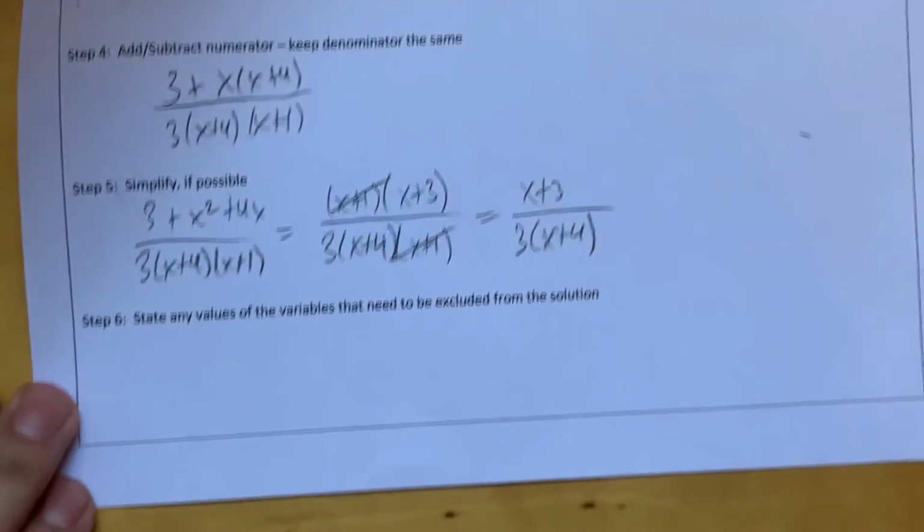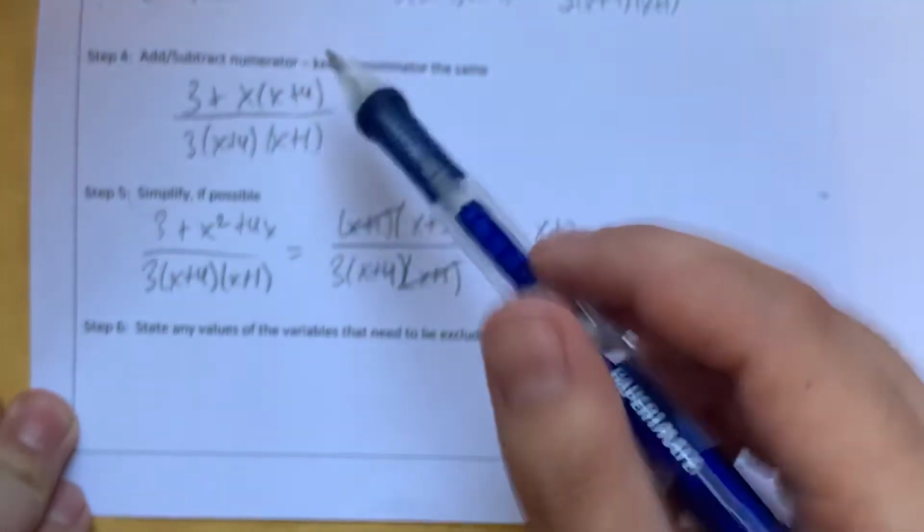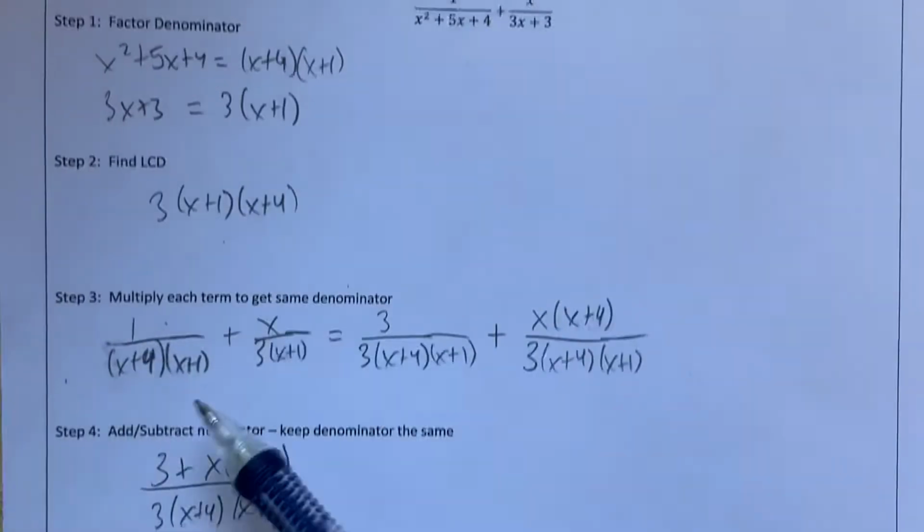All right, so state any values of variables that need to be excluded from the solution. So we're going to look at each denominator separately, right? Our original denominators right up here. Step 3, I'm pointing at. Step 3, these two.